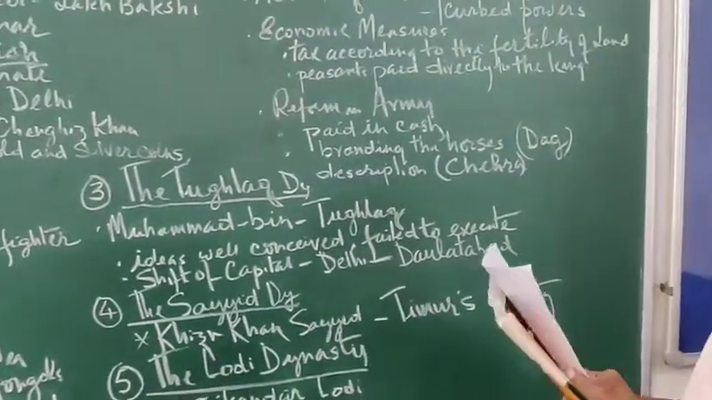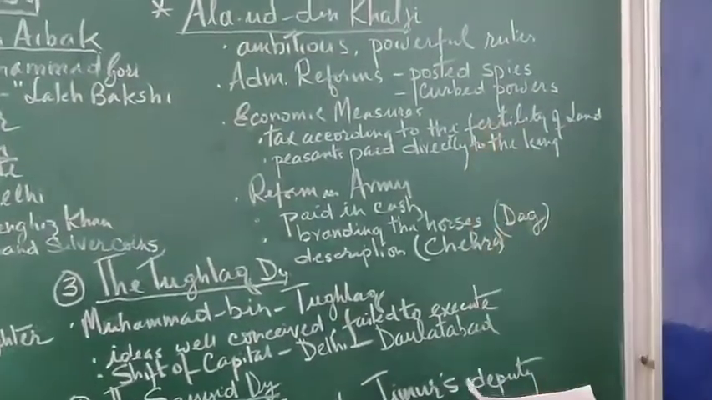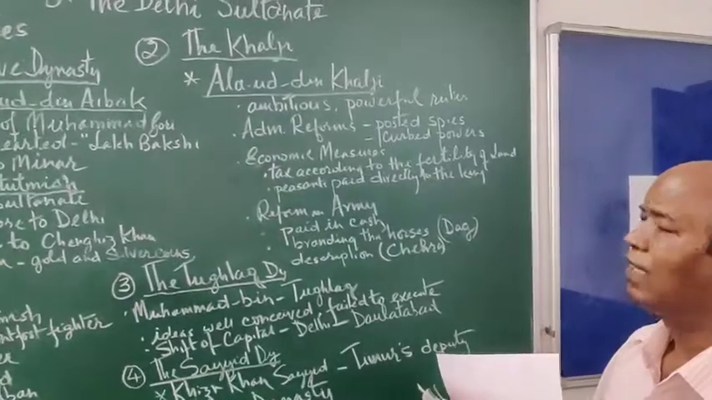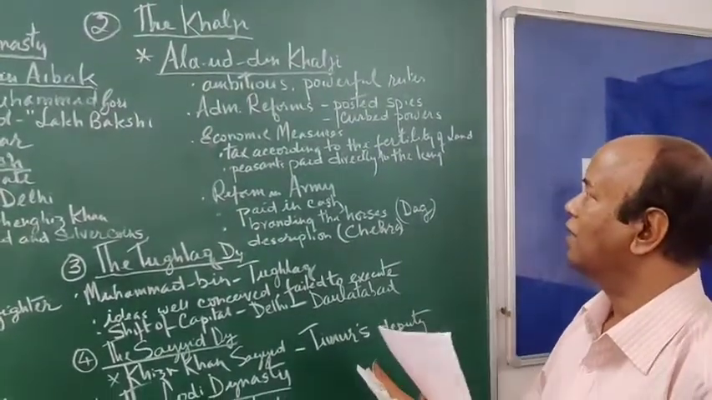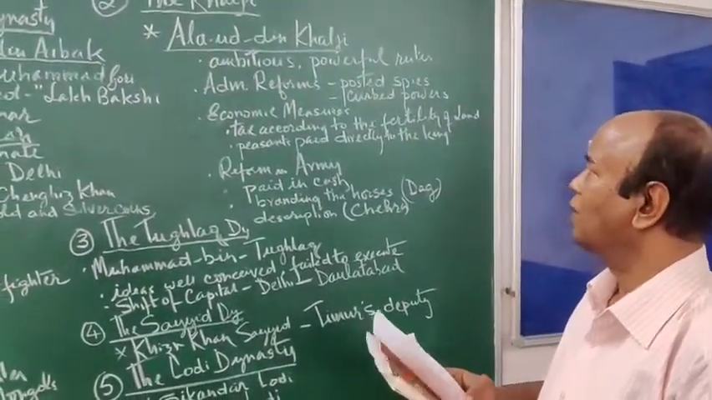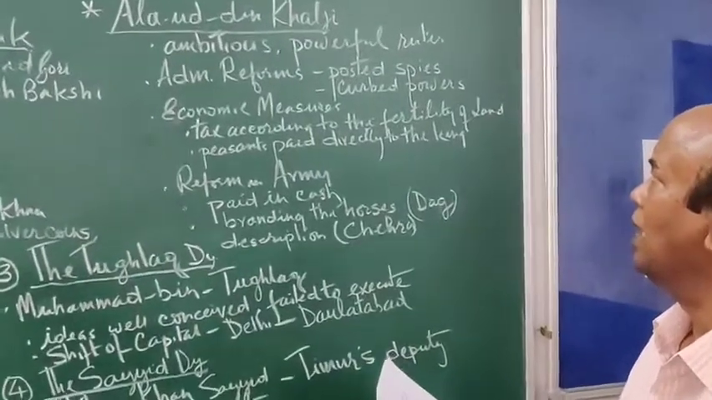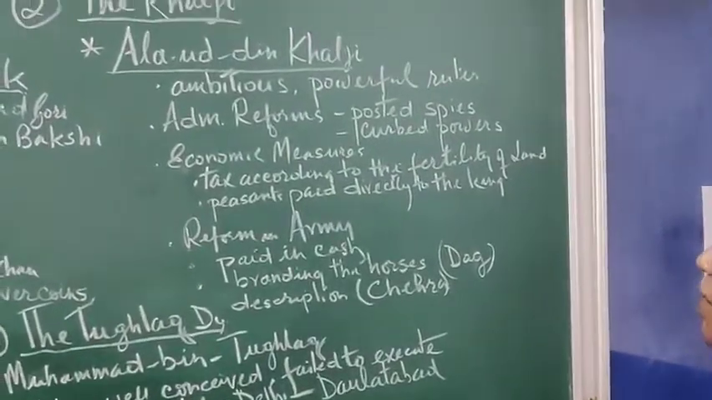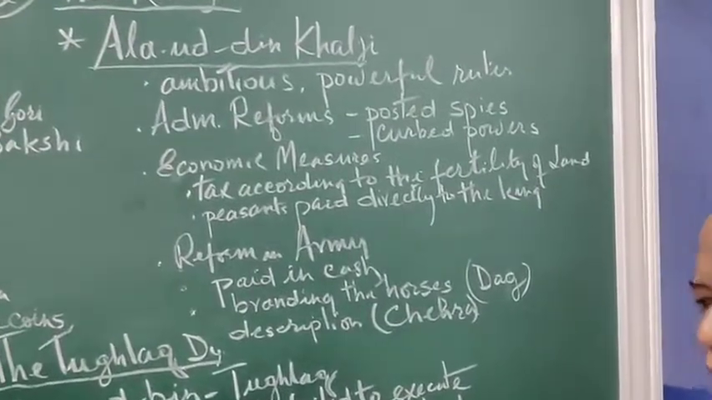Anyway, the next dynasty we can see is the Khalji dynasty. The first and foremost powerful king was Alauddin Khilji. He brought many reforms to his country.